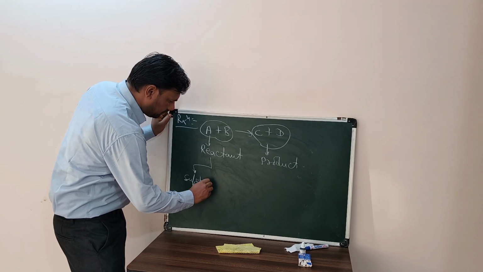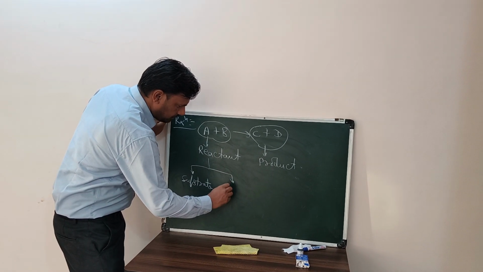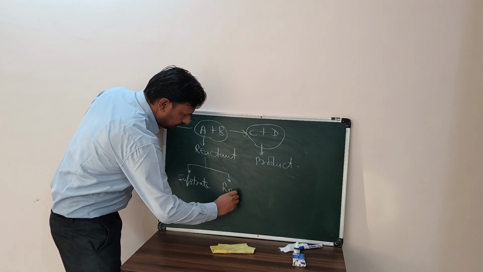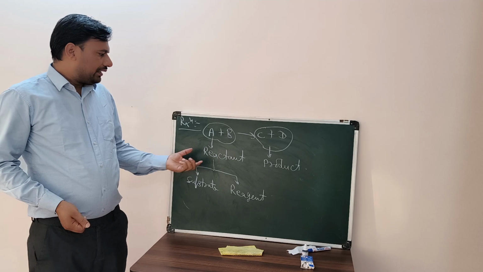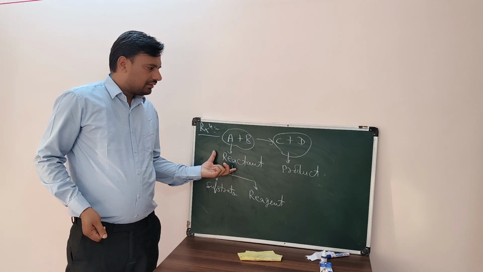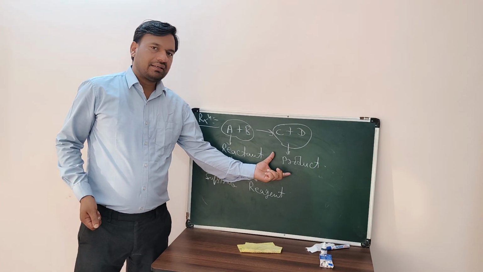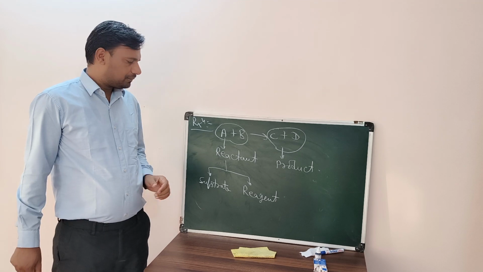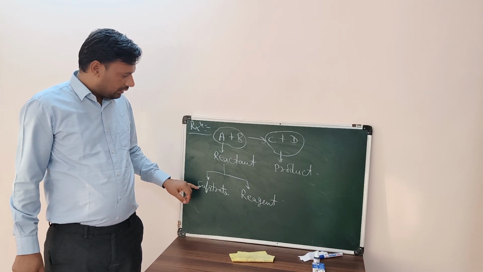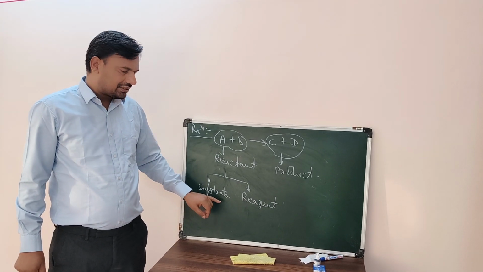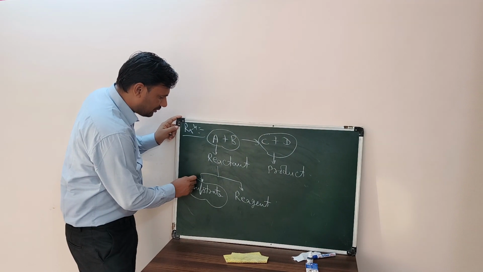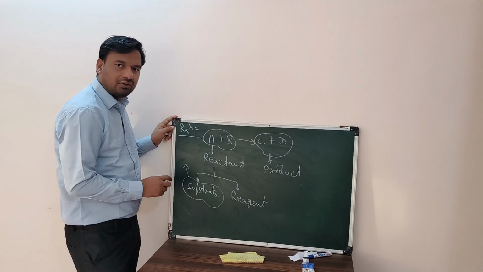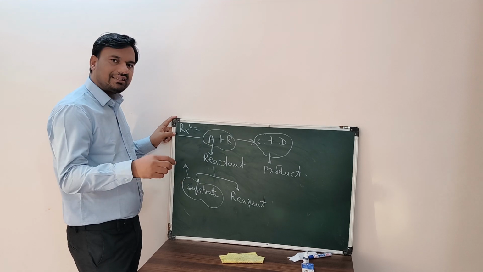substrate and reagent. When reactants react, they convert into the product at a particular reaction condition. Reactant is of two types, one is substrate and the other is reagent. Substrate is a compound or a species where the reagent attacks.